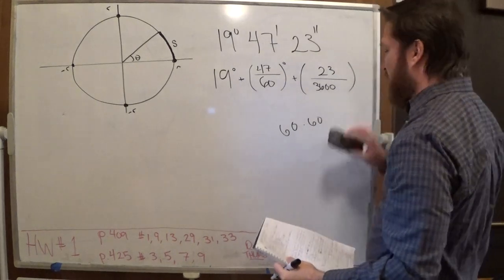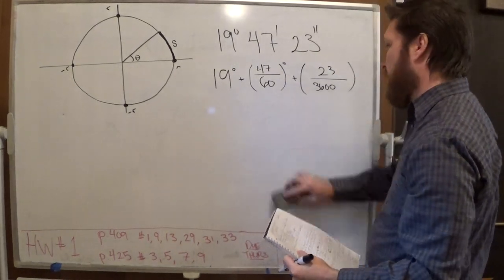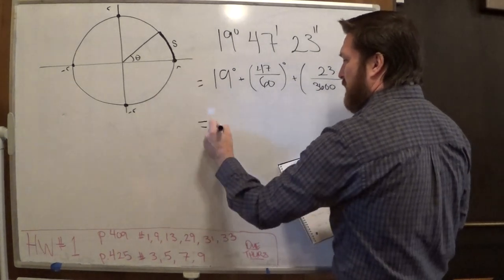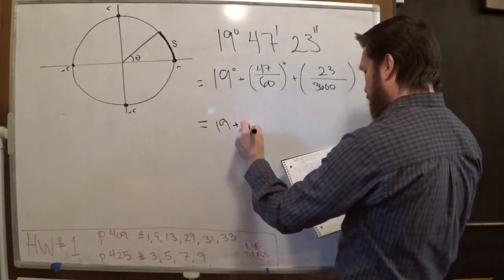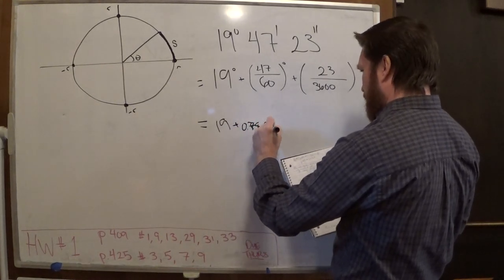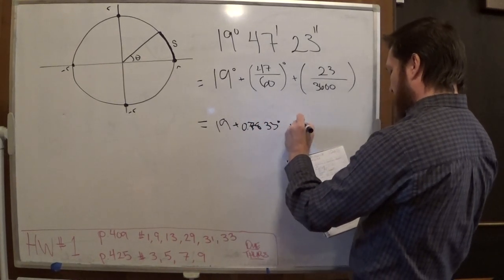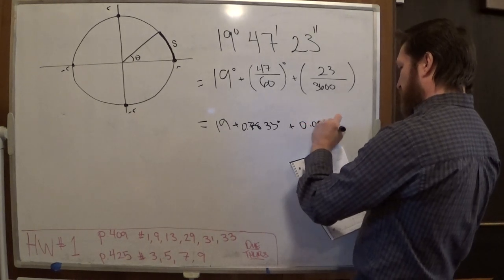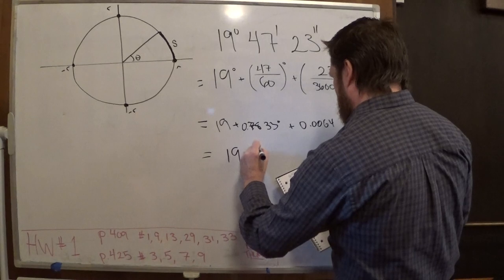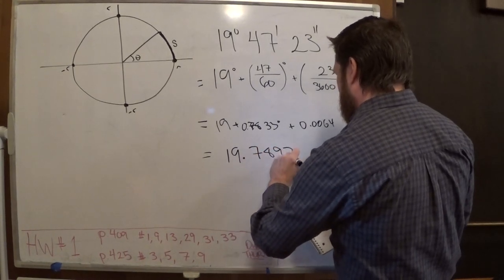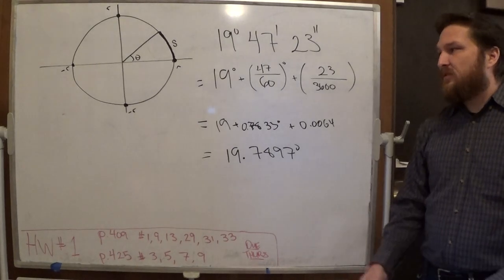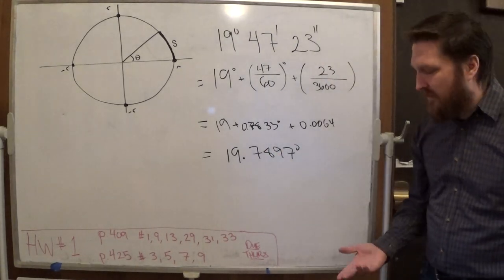And as far as I'm concerned, this is just a waste of time. It's busy work. Just so you know, this works out to be 19 plus 0.07833 degrees plus 0.0064 degrees. You add those all together and you get 19.7897 degrees.